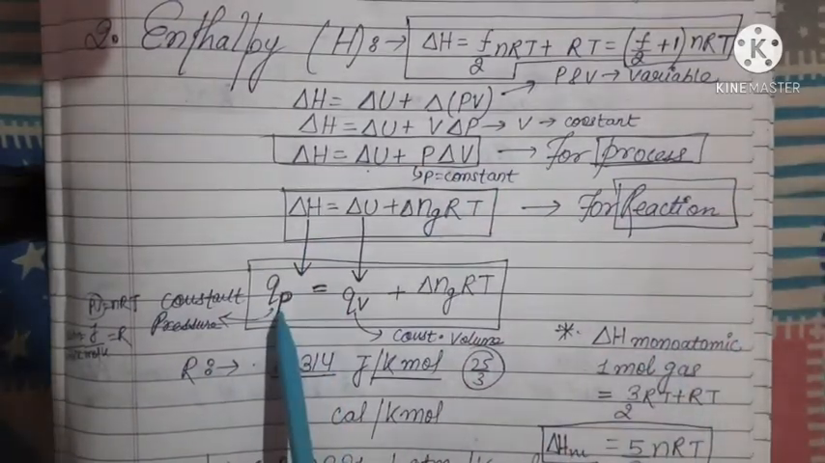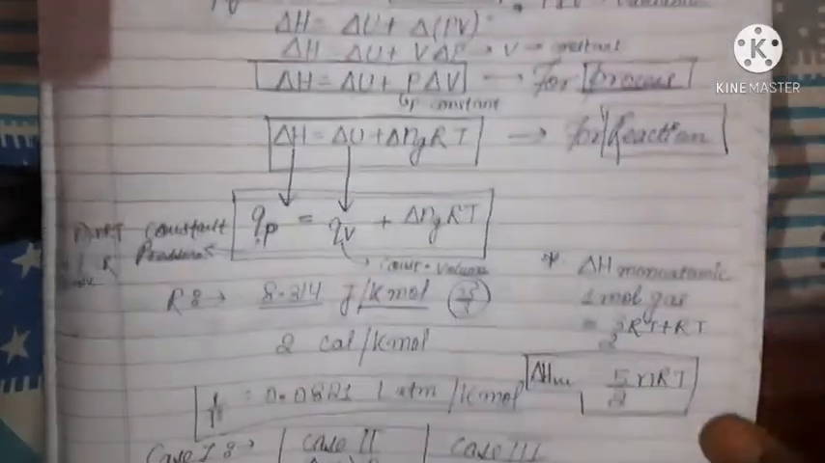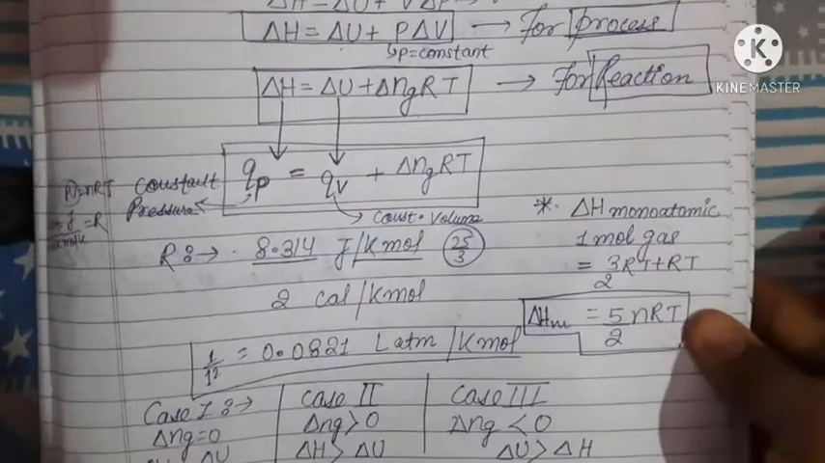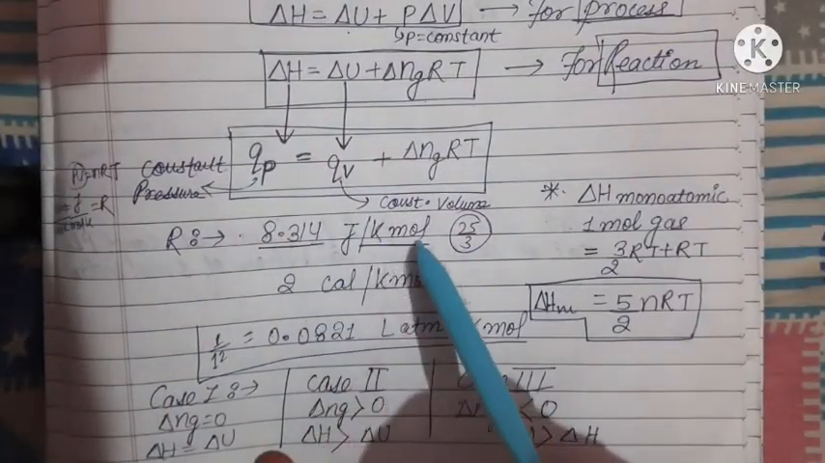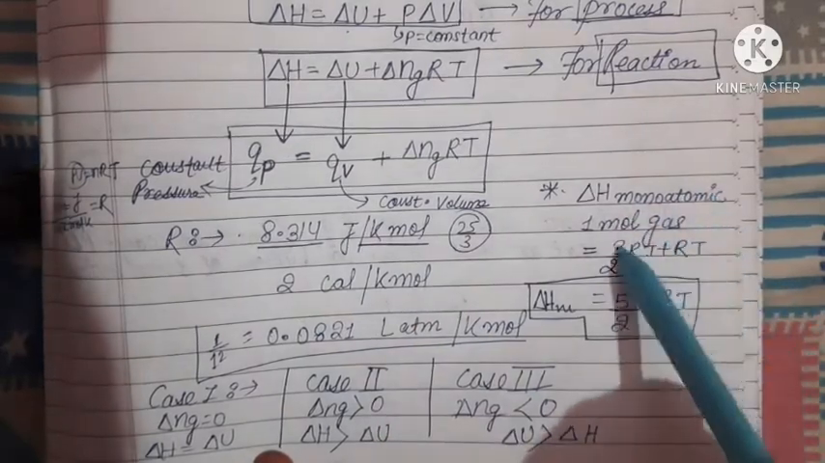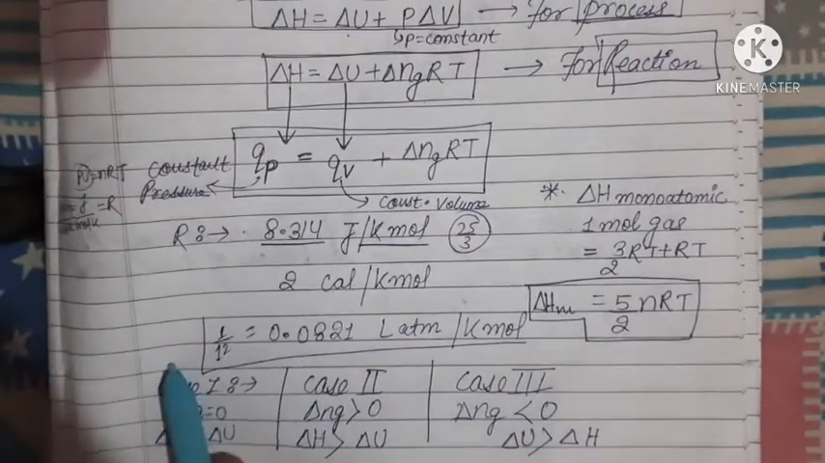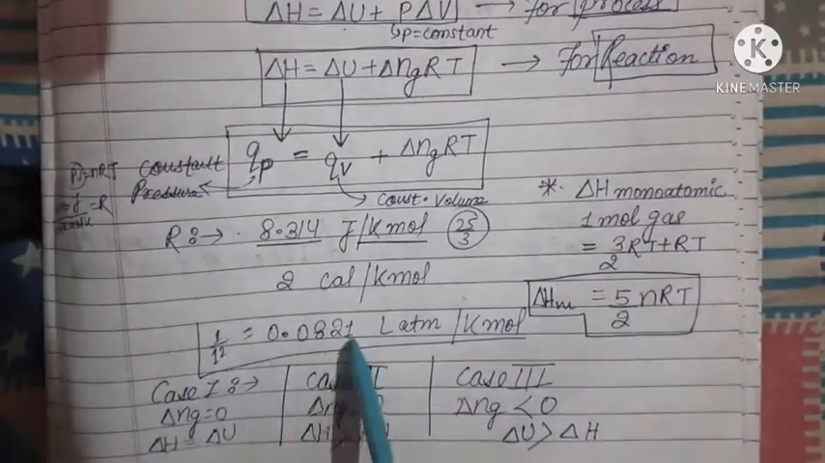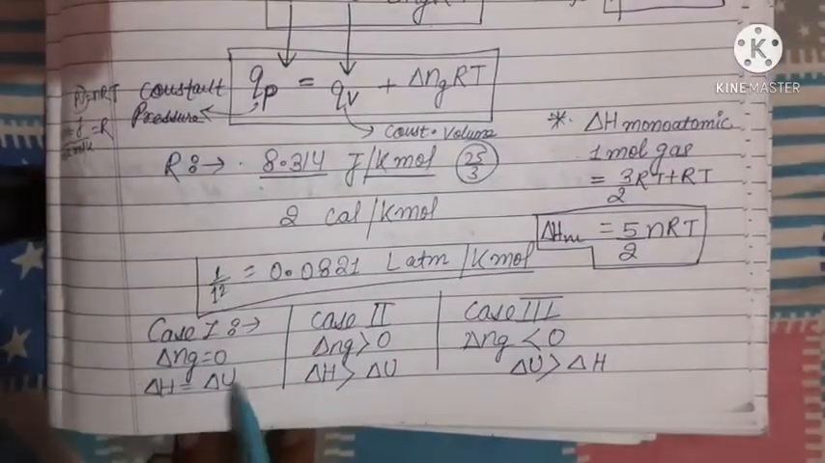Delta H we can say is QP, and for this it is QV plus delta Ng RT. R equal to 8.314 joule per kelvin per mole, or 2 cal per kelvin per mole. For a monoatomic gas, H for 1 mole is 3/2 RT plus RT, which is 5/2 nRT. Or 1/12 you can take for easy calculations, 0.0821 liter atm per kelvin per mole. If delta Ng equal to 0, delta H equal to delta U.